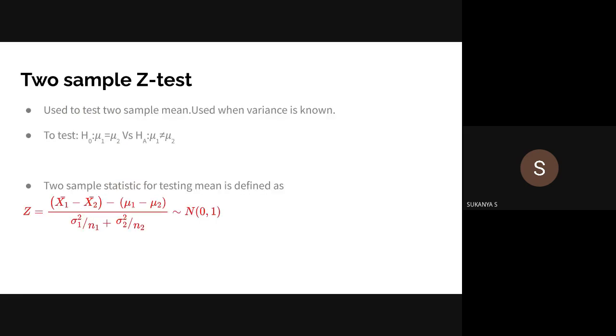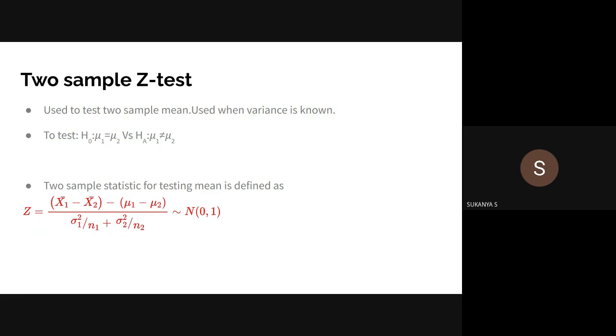If you want to test mu1 equal to mu2, or mu1 not equal to mu2, and the variance is known to you, you still use a z test. There is just a slight change in your statistic: it would be x1 bar minus x2 bar, that is the sample average of your girls minus the sample average of your boys, minus mu1 minus mu2, which is equal to 0 under h naught, divided by the square root of sigma1 square by n1, where sigma1 square is the variance of your girls data, or whichever you take as group 1, and n1 is the number of samples of the first group, plus sigma2 square by n2, where sigma2 square and n2 are the variance and number of samples for the second group. And this would still follow a standard normal distribution.